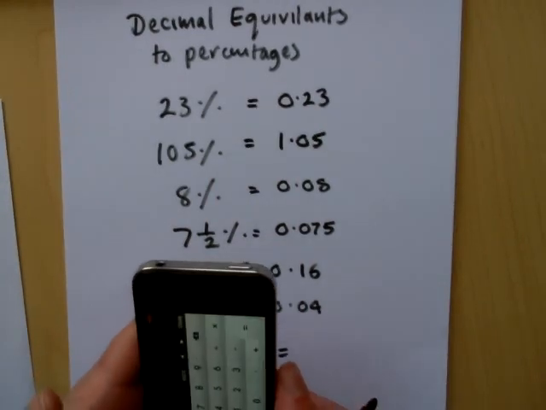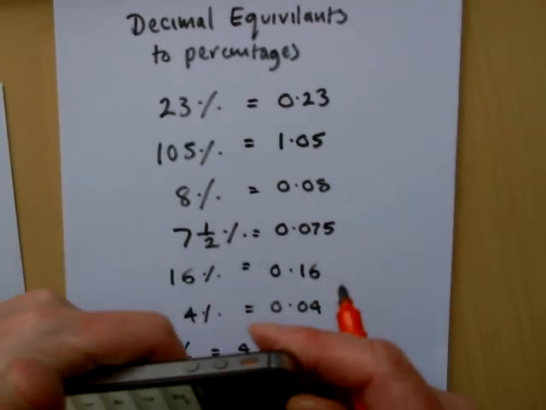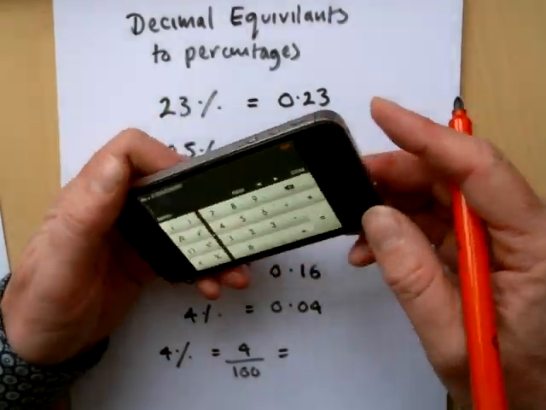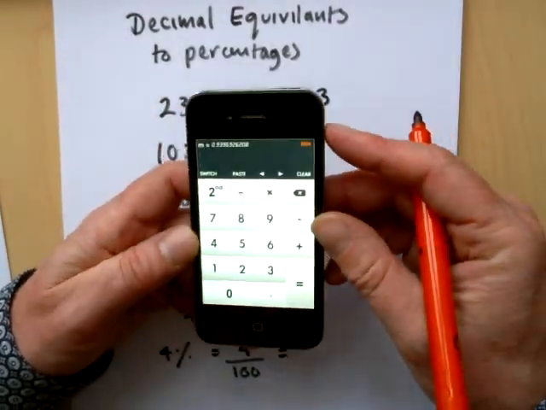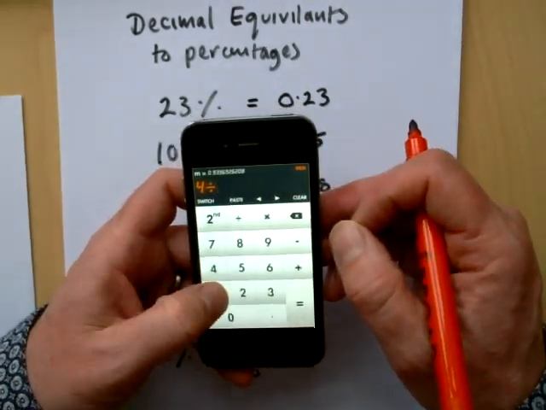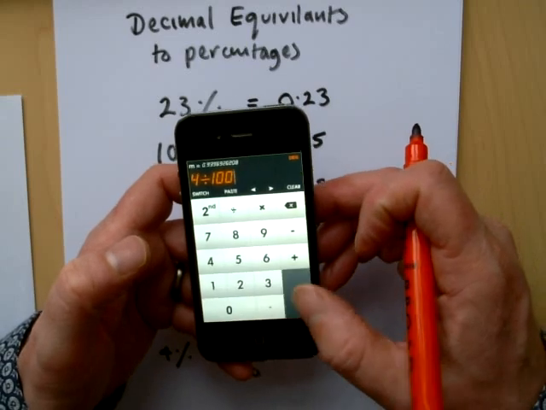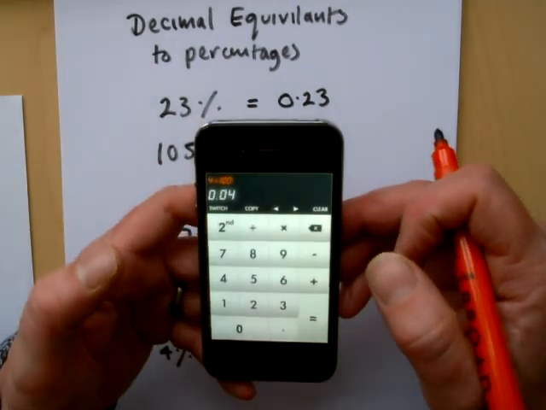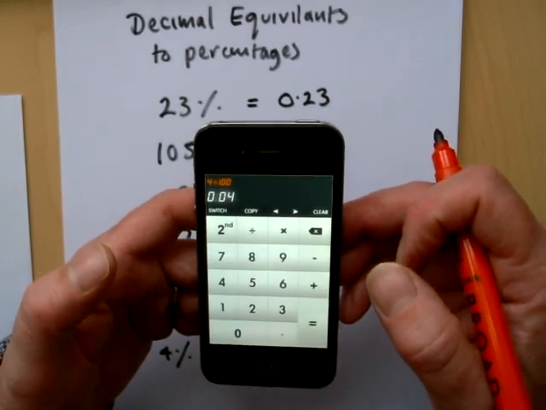Let's go with your calculator ready. So if we did 4 divided by 100 equals, you can see it's 0.04. So if you forget, just remember you can use a calculator, just do it that way.